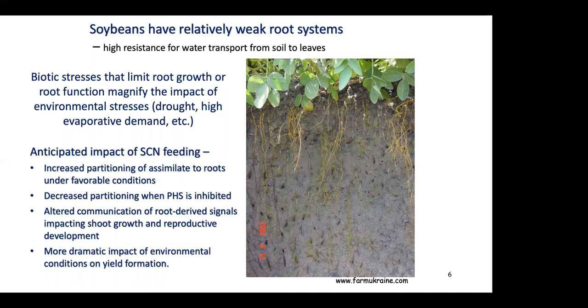So what does that mean under conditions when soybean cyst is there? Well, the roots will get even less. So stresses that inhibit photosynthesis become, again, even more dramatic.